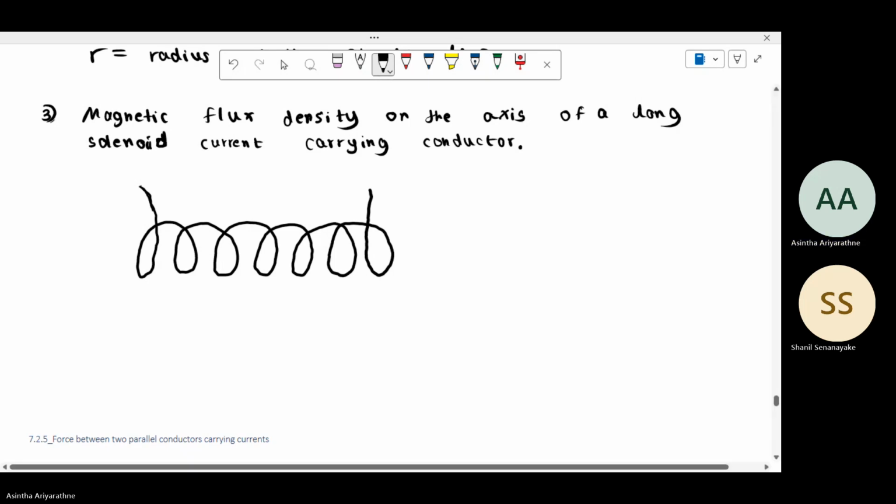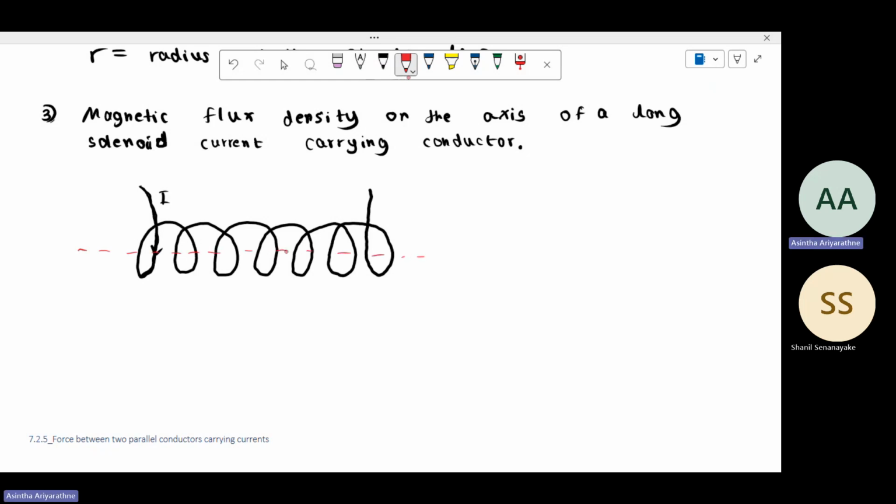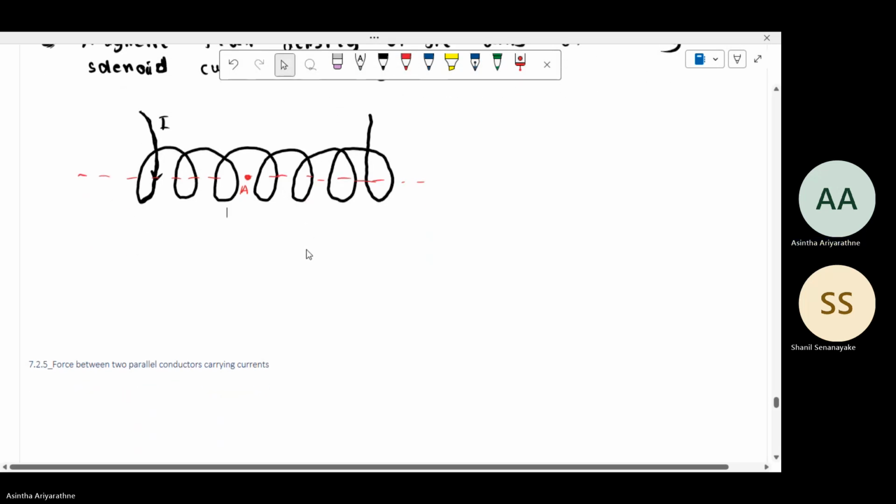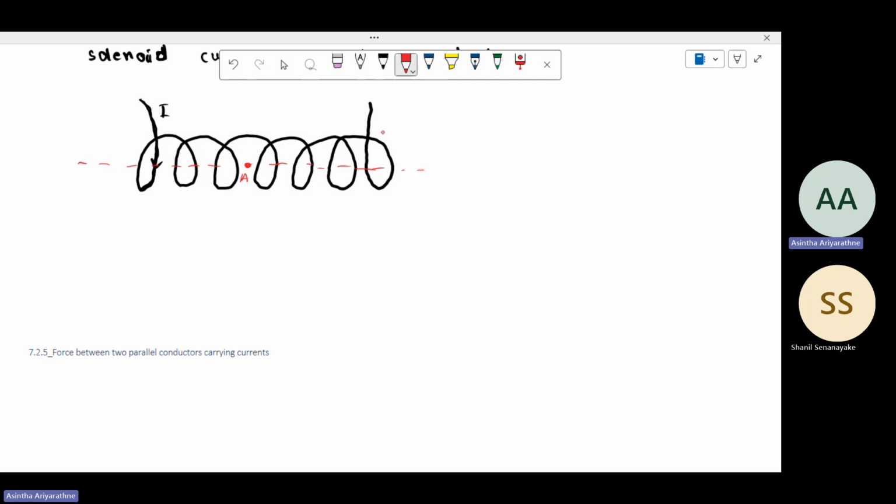Right? So current is I. So this is the axis. And a point A on this axis. That's the magnetic flux density on the axis of a long solenoid. This is only on the axis, not anywhere else. On the axis of a long solenoid current carrying conductor, the total magnetic field at A is mu naught n I.